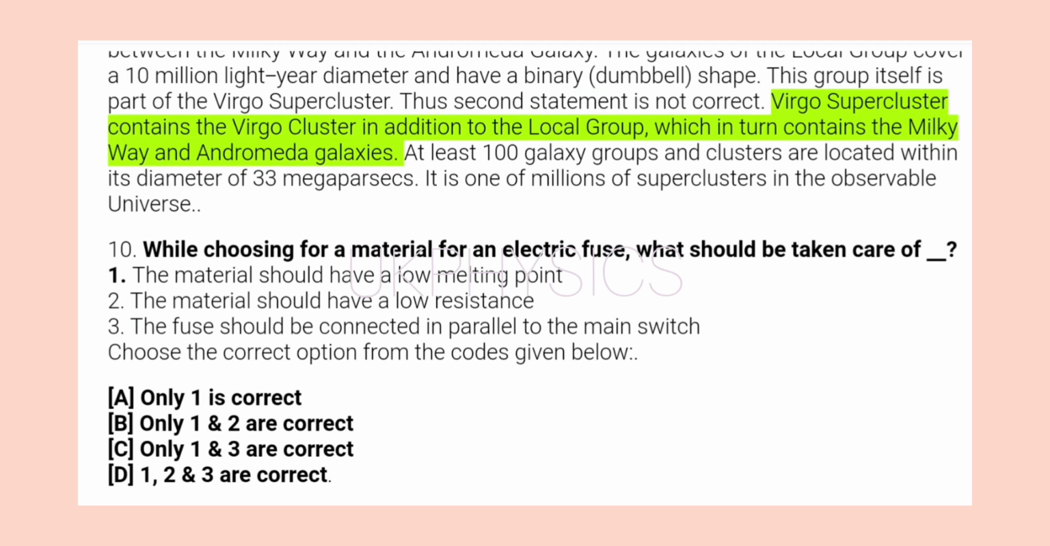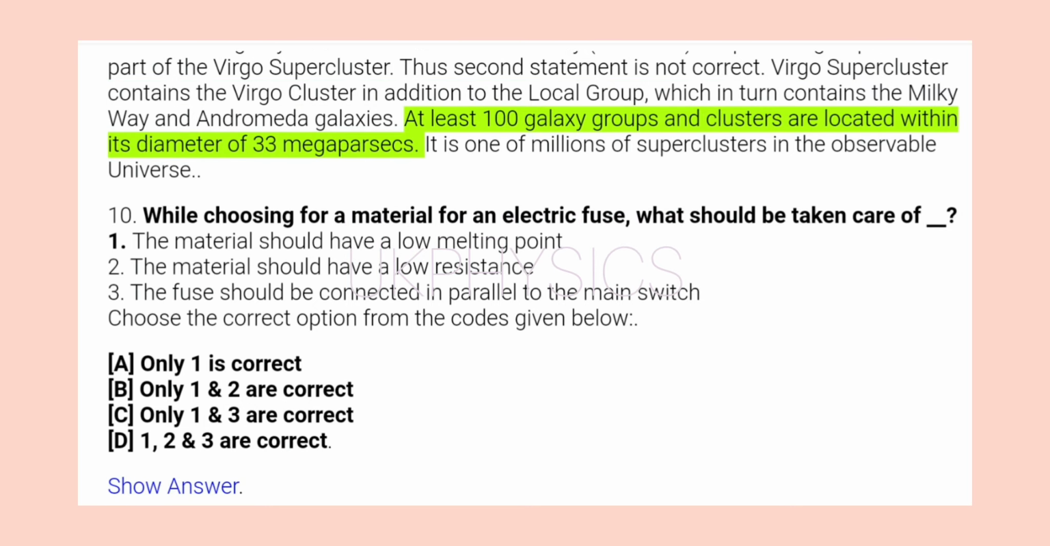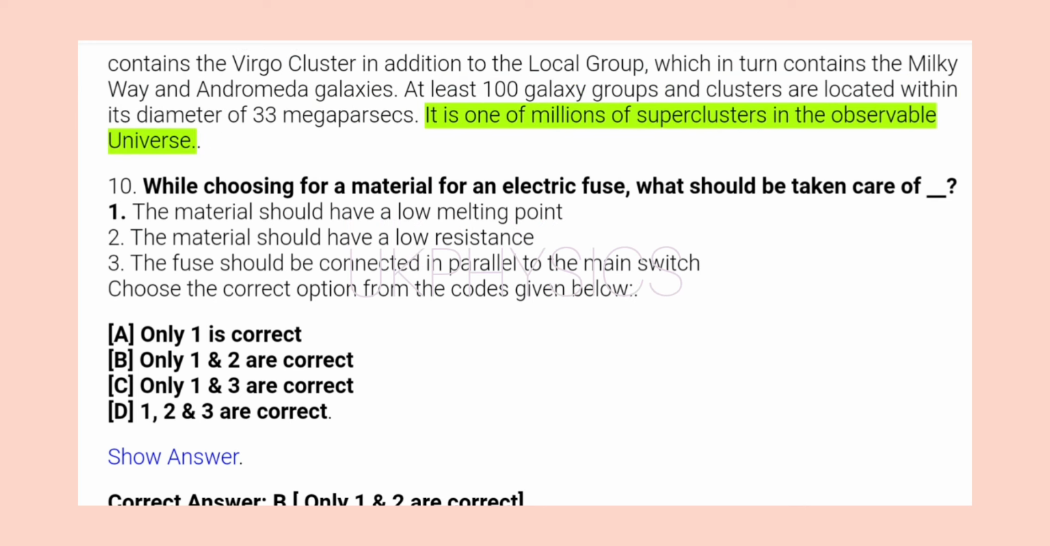Virgo supercluster contains the Virgo cluster in addition to the local group, which in turn contains the Milky Way and Andromeda galaxies. At least 100 galaxy groups and clusters are located within its diameter of 33 megaparsecs. It is one of millions of superclusters in the observable universe.